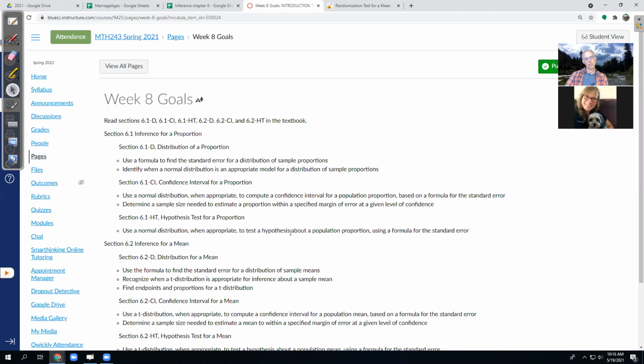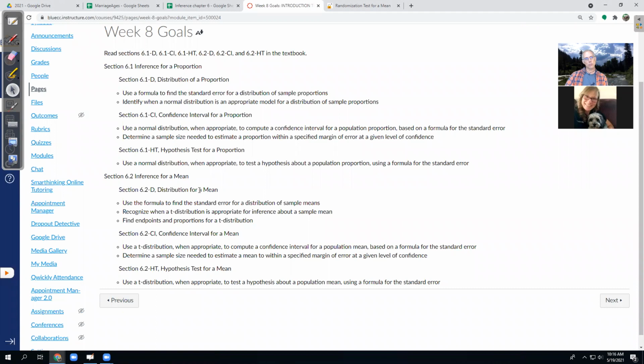another hypothesis test, and then I'm going to talk about distribution for a mean according to the central limit theorem, and then how we use that information to do a confidence interval and a hypothesis test. And we should be able to do a couple of each of those today.